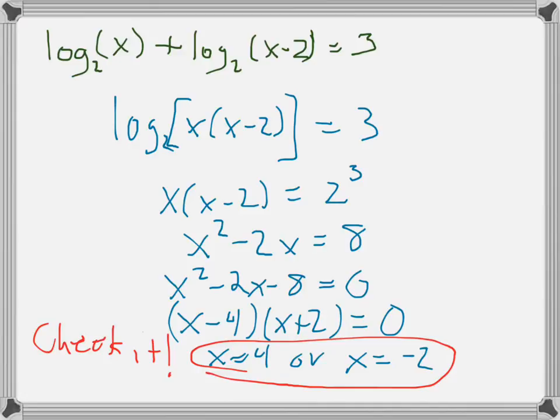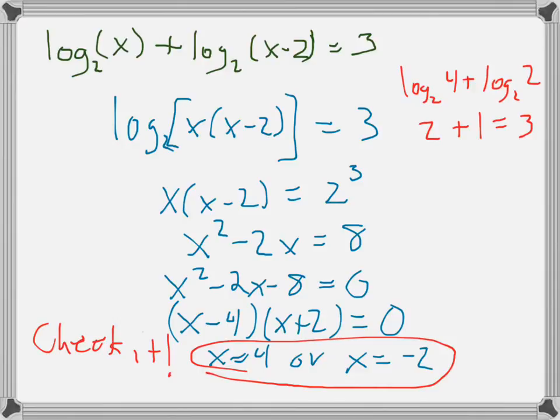So if I put in 4 for x, I'd have log base 2 of 4 plus log base 2 of 4 minus 2, which is 2. And that should work. In fact, I could even solve that. 2 to what power equals 4? That's 2. 2 to what power equals 1? That's 0. 2 to what power equals 2? That's 1. So that works.